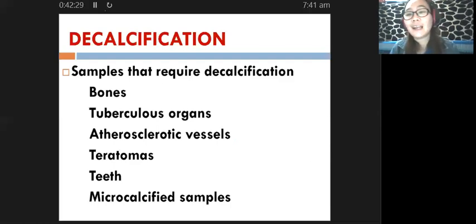So, going back to the different samples that need to be decalcified, let us recall your knowledge from activity one. What specific material is utilized in order to cut, or to make smaller pieces of, your calcified or mineralized tissue samples? All right, yes, that's correct. So we have your fretsaw.